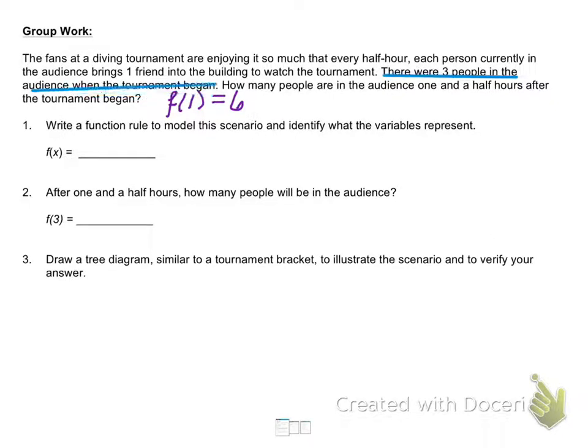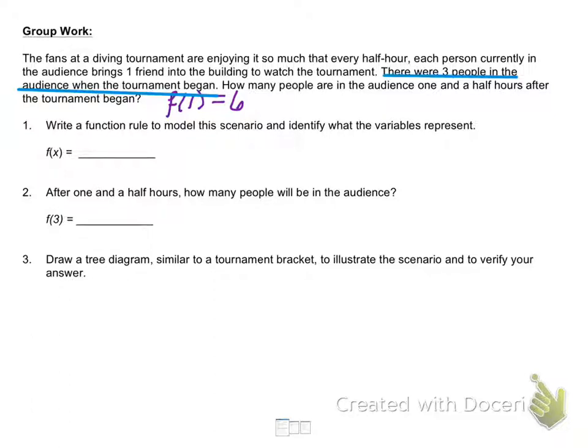And it says that, whoops, that didn't work out very well, did it? It says that in 30 minutes, each person... oh, I wrote down the wrong number. There are 3 people in the beginning, so that should be f of 1. I wrote down 6, so I'm going to fix that real quick.